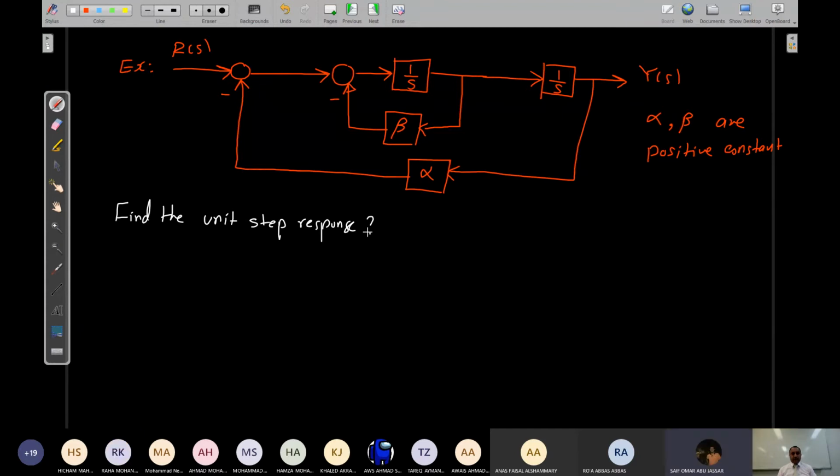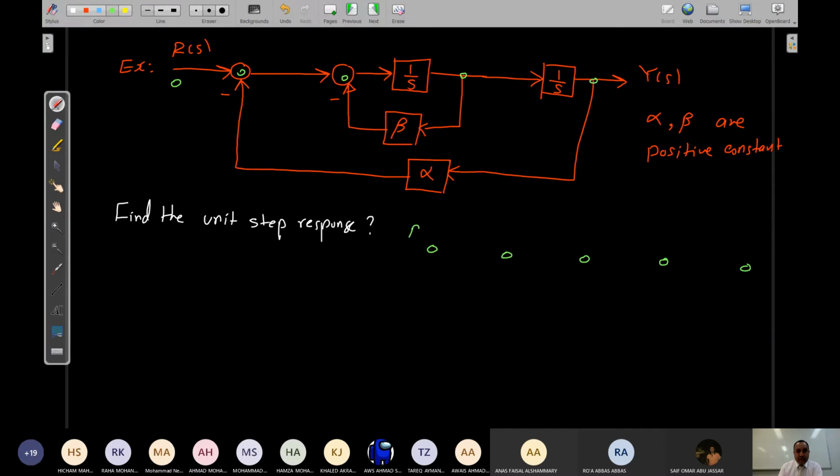Doctor, the first thing is to convert it to a signal flow graph. Okay, signal flow graph. I will go with you and convert it. How many nodes do you need? 1, 2, 3, 4, and 5. Okay, so let's go with 5 nodes. And here I will put 1, 2, 3, 4, and 5.